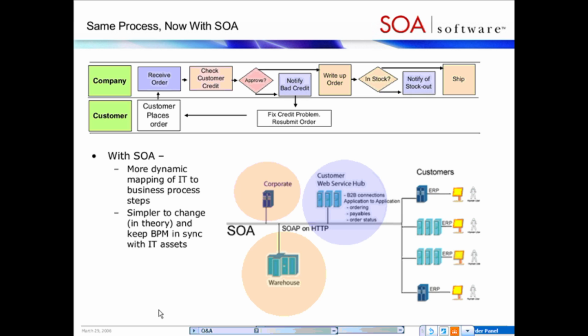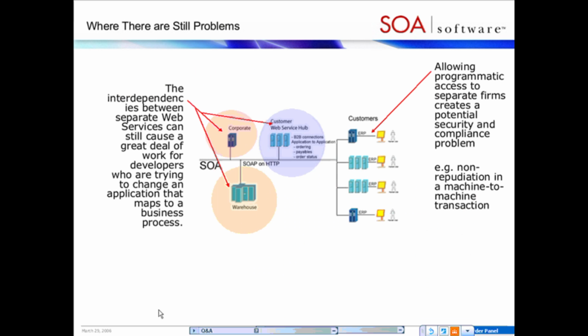Okay. Now, however, let's look at the following. There are some problems still. There are interdependencies between separate web services that can cause work for developers who are trying to change an application that maps to a business process.